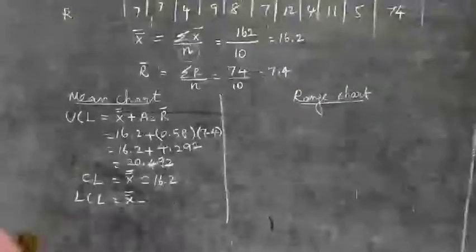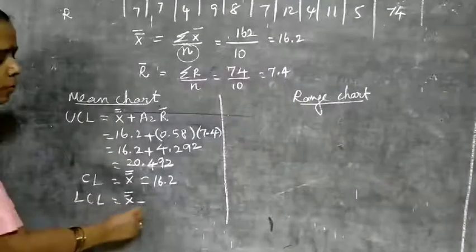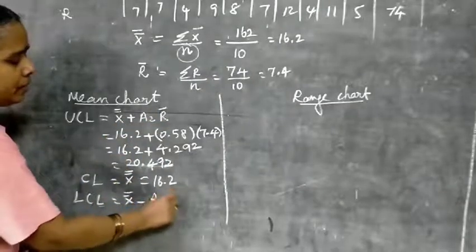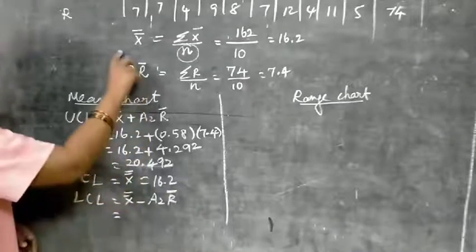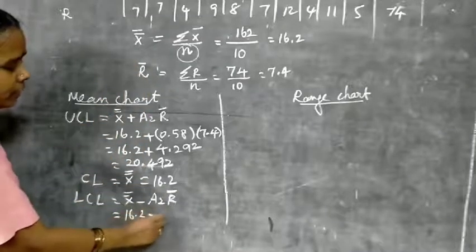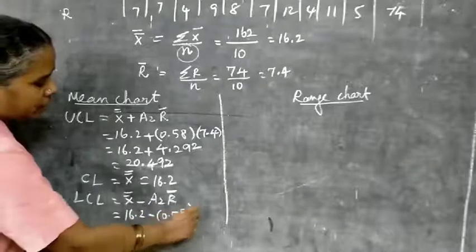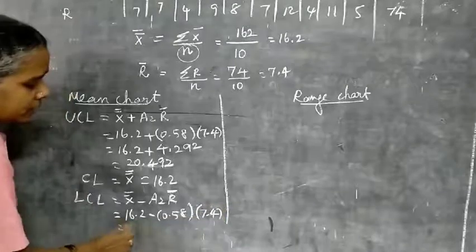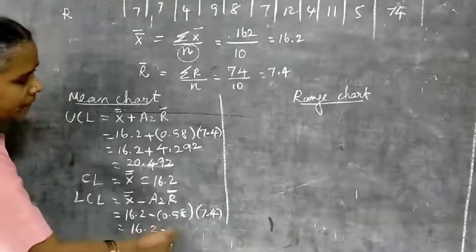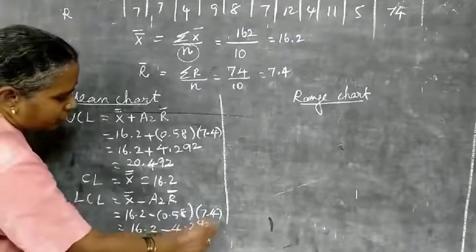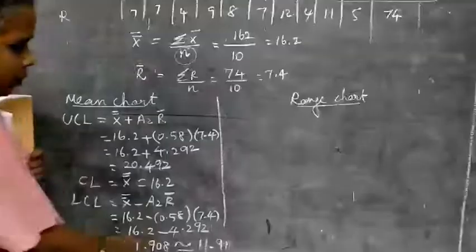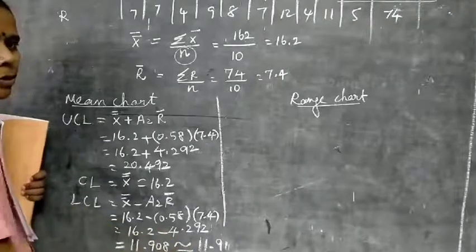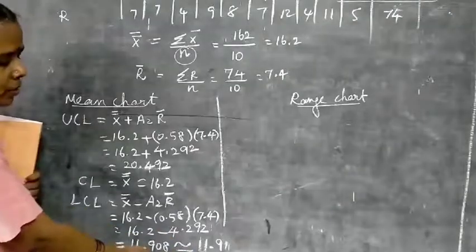Okay. So children, for the lower control limit the formula is X double bar minus A2 into R bar. This is plus and this is minus, that's all. That is the only difference. X double bar value we know is 16.2 minus A2, 0.58, into R bar value 7.4. Again you use calculation to get the answer 4.292. Subtracting, we are getting 11.908, approximately equivalent to 11.91. Third number is 8, so add 1 here.